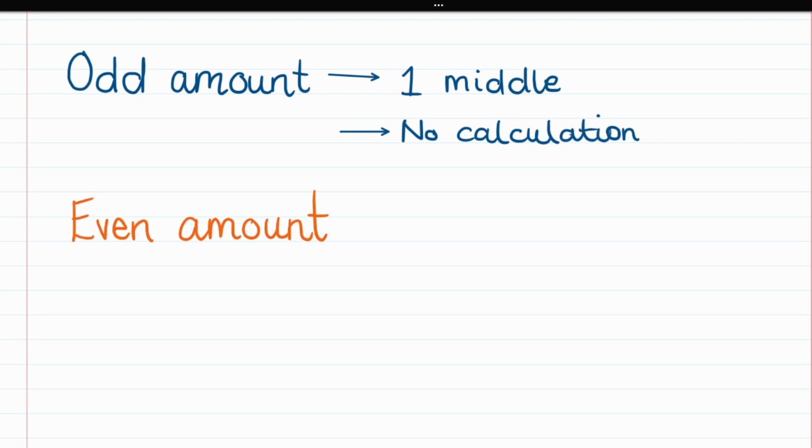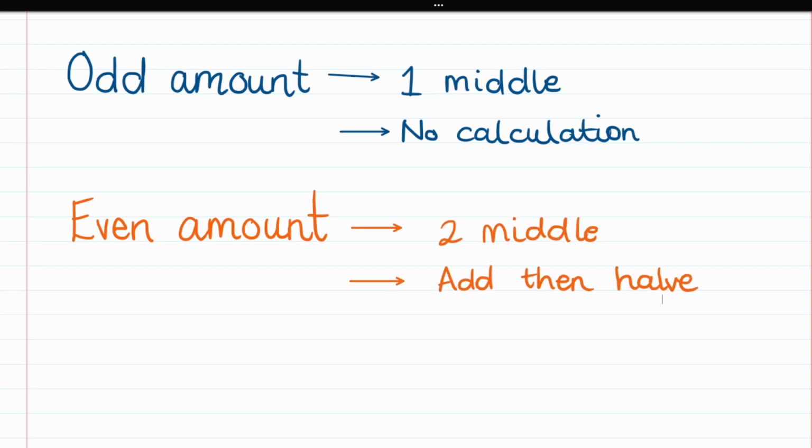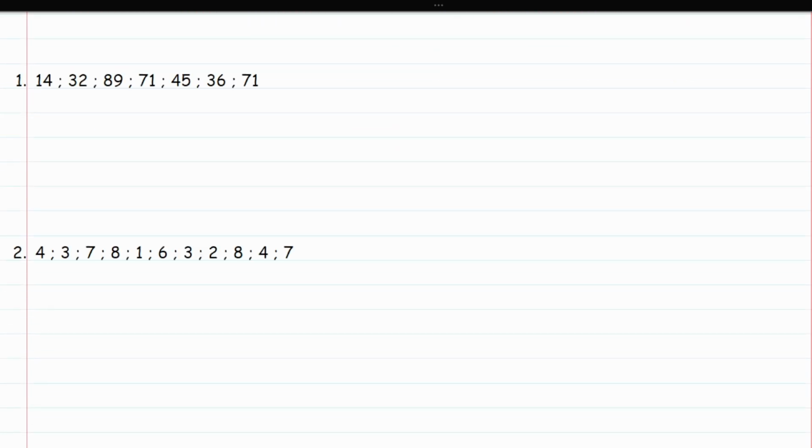However, if you are given a set of data with an even amount of numbers, you'll always end up with 2 numbers in the middle, so you would need to calculate the median. Pause the video and find the median of the following numbers on your own.